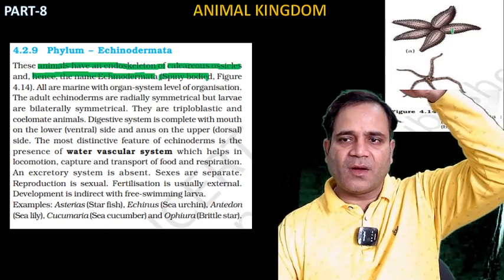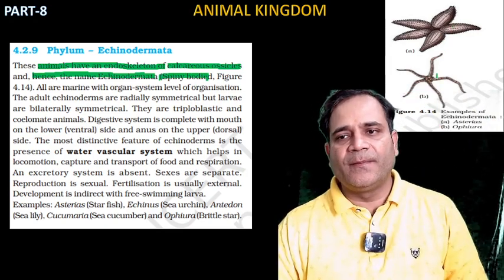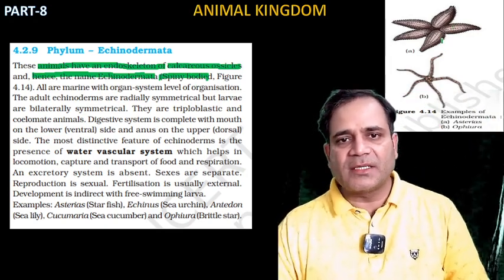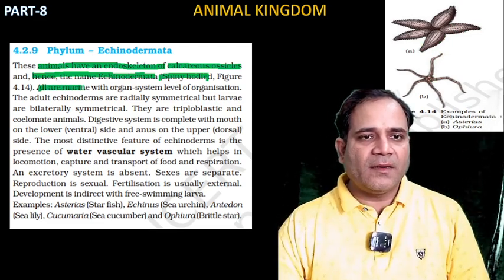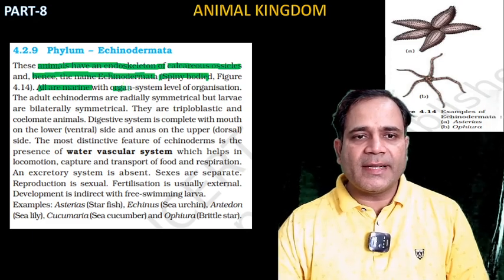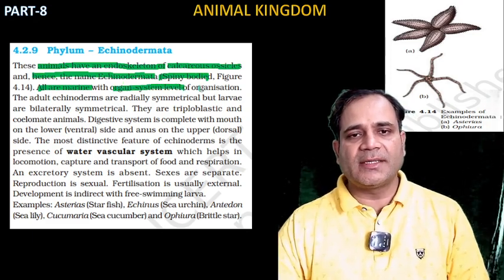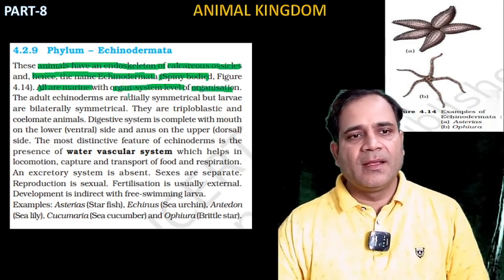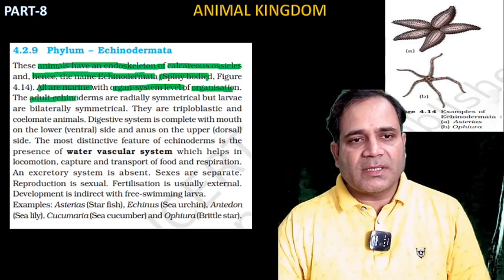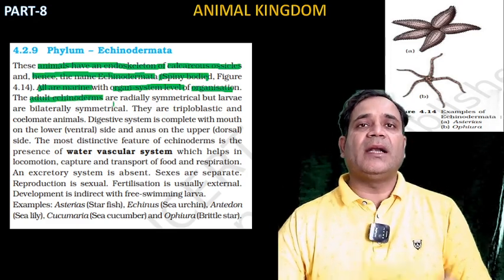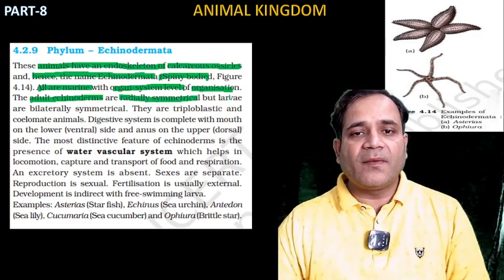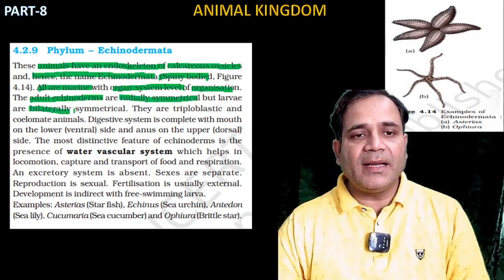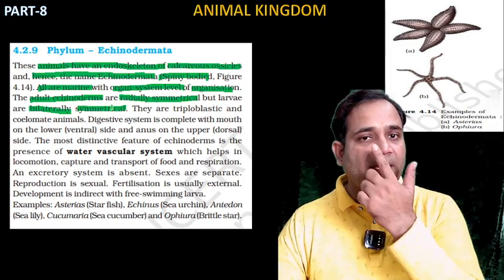You see here the figure of Asterias and Ophyra. Clear? So all of them have a spiny skinned body. All are marine, not found in any fresh water. Organ system level of organization. Adult echinoderms, this one is very important, are radially symmetrical. But the larva is bilaterally symmetrical, my dear. This one is very important.